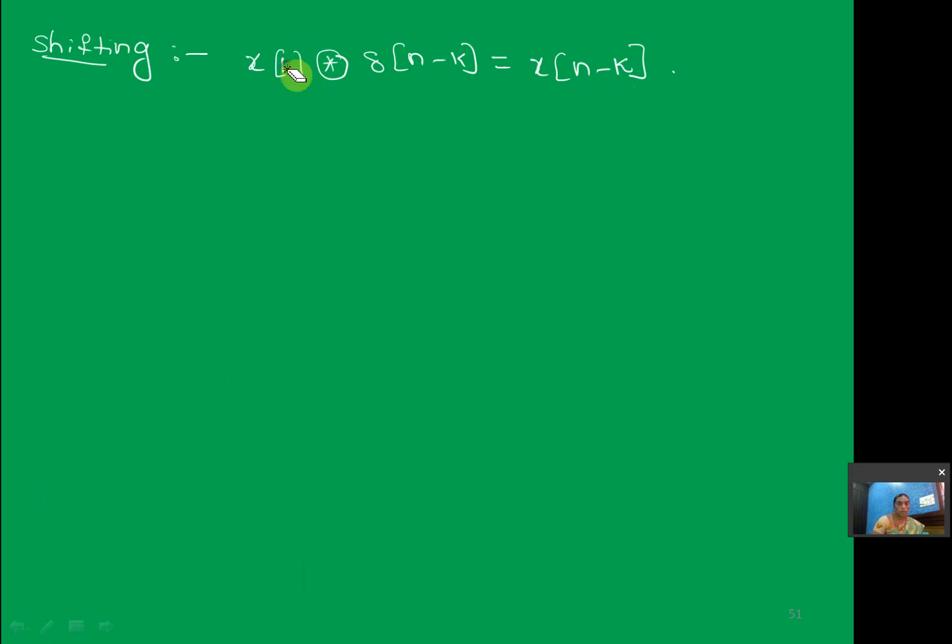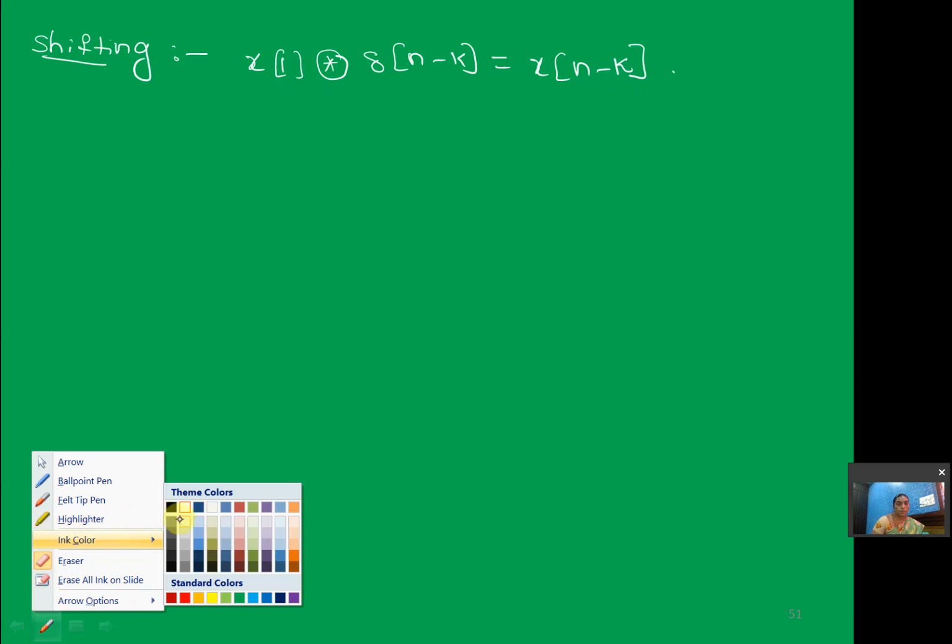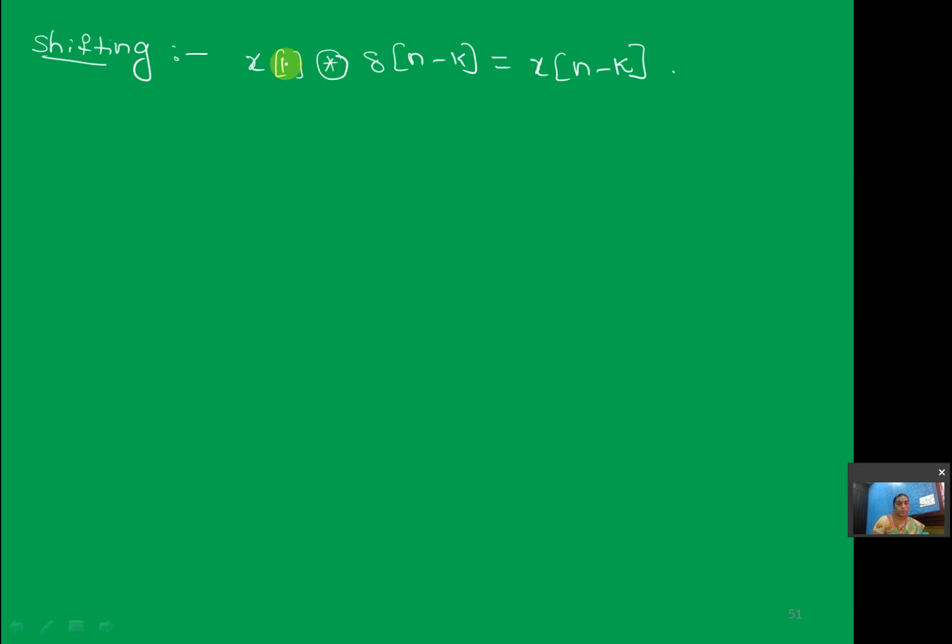X of n, and convolve with shifting of the particular sequence del of n minus k, then that is equal to x of n minus k. Okay, this one also you can prove in a similar manner as I said before. So try this one.